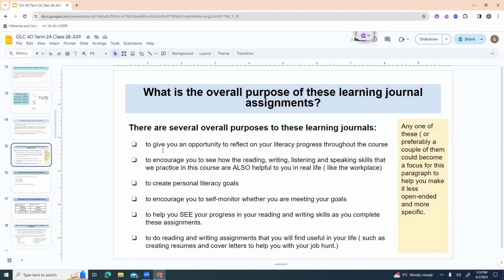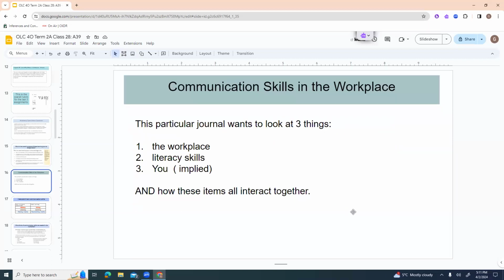It's also a chance to encourage you to see how the reading, writing, listening, and speaking skills that we practice are also helpful to you in real life, like, for example, the workplace. To help you create personal literacy goals, to encourage you to self-monitor whether you're meeting your own goals, to help you see your progress in your reading and writing skills as you complete these assignments, to do reading and writing assignments that you're going to find useful in your life, such as creating resumes, cover letters, all that kind of stuff. Any one of these could become a focus for this paragraph to help you make it less open-ended and more specific. So, communication skills in the workplace.